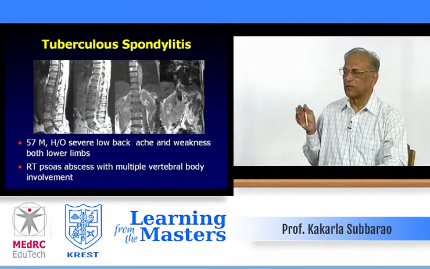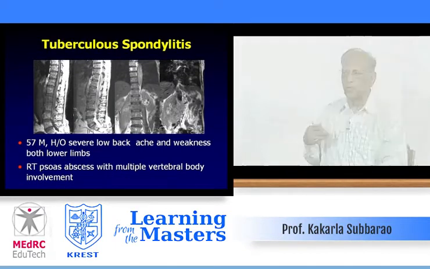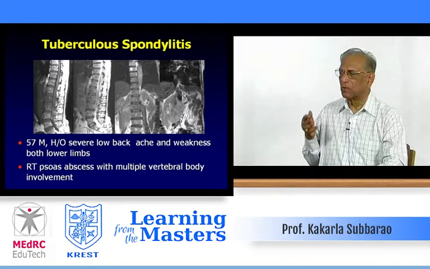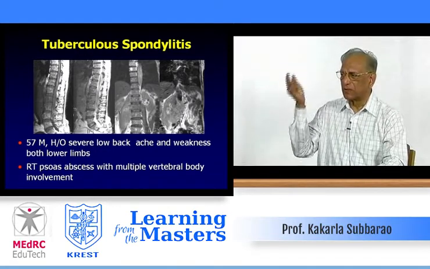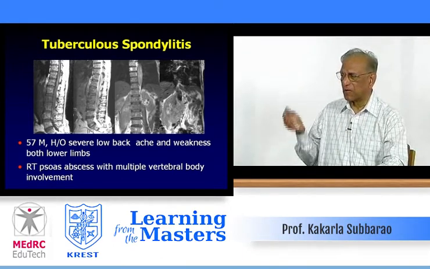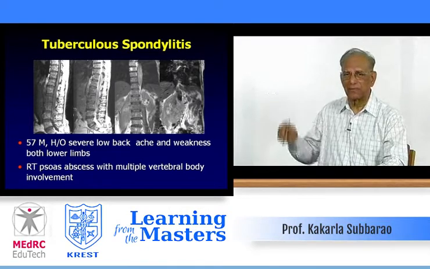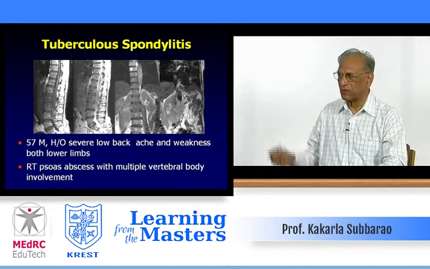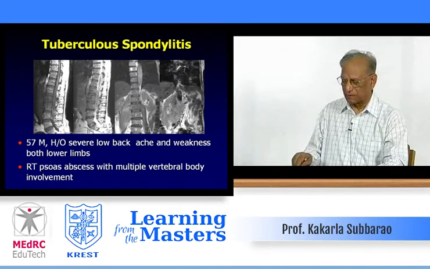Spondylitis again, 57-year-old male with history of severe backache and weakness of both lower limbs. And here you can see in the coronal plane and in the lateral views, psoas abscess with multiple vertebral body involvement, multicentric type of tuberculosis, and you could see the psoas abscess clearly.